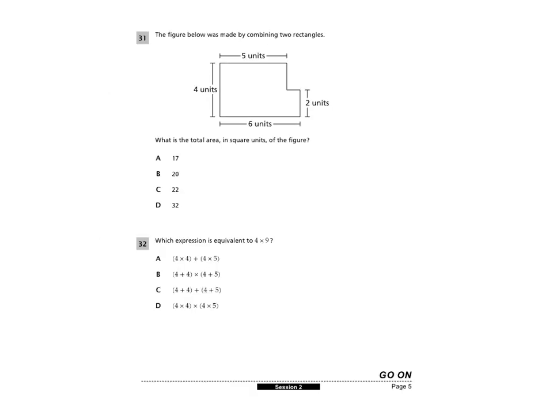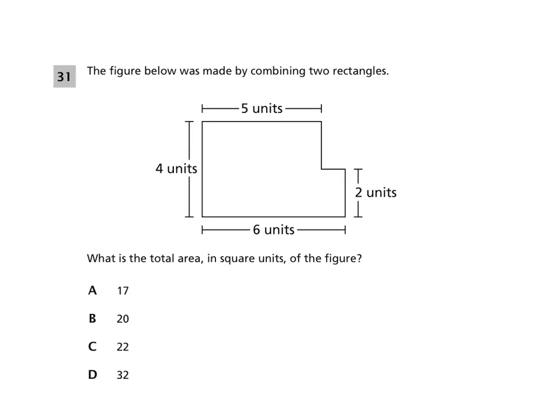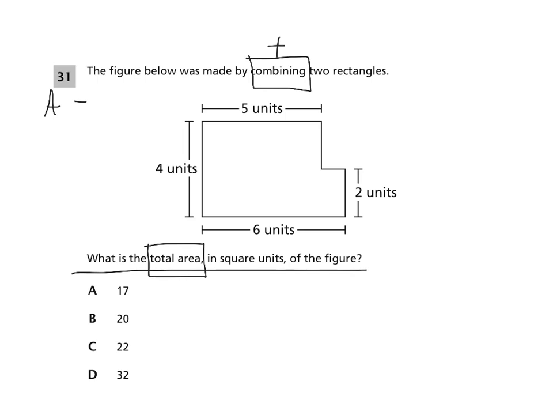Let's go on. All right, kiddos, let's look at our next page. We have what looks like to be area. So it says the figure below was made by combining 2 rectangles. Combining means putting them together. What is the total area in square units of the figure? Total area is multiplication. Area equals length times width. Anytime you see area, you should be writing area equals length times width as a reminder to yourself.